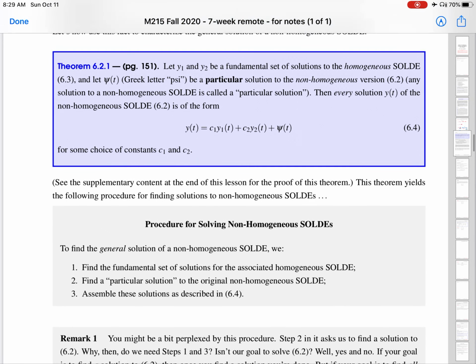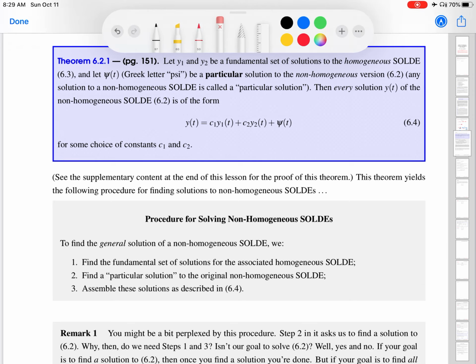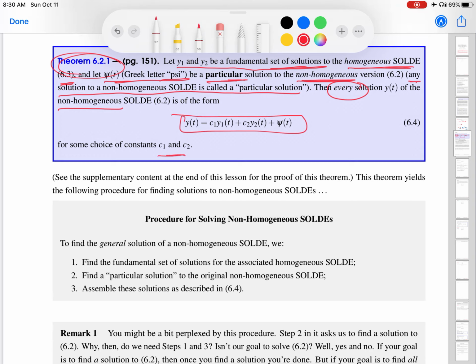So the workhorse theorem for this lesson is Theorem 6.2.1. Let me just review what it says. Suppose I have two fundamental solutions to the homogeneous version of the ODE, and let psi be a particular solution to the non-homogeneous version. By particular solution, we mean any solution to the non-homogeneous ODE. Then every solution to the non-homogeneous ODE has this form for some two constants.